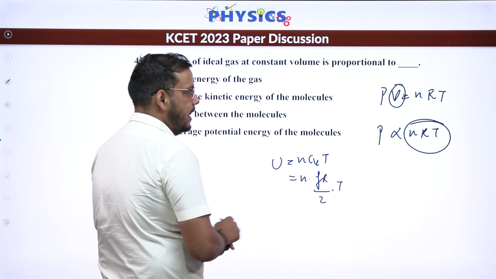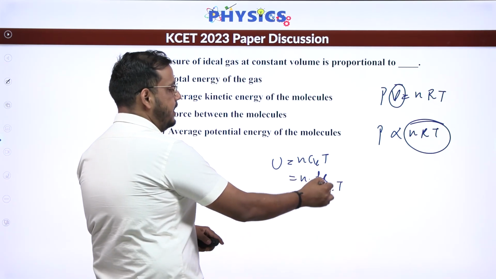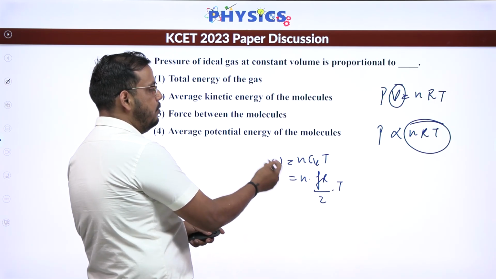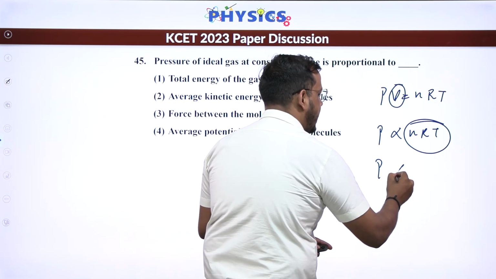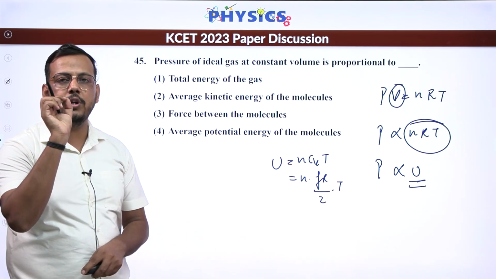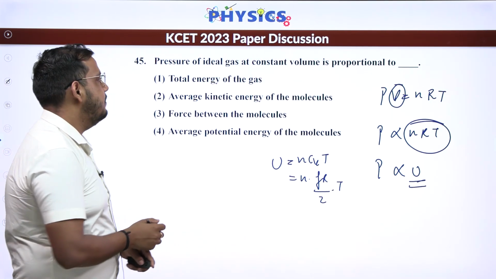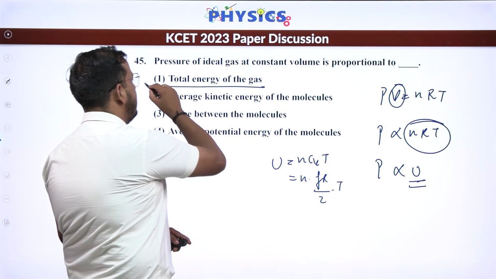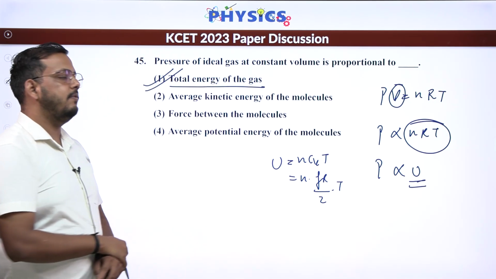So here we can say that nRT can be replaced by U. Okay, so pressure is directly proportional to internal energy, and internal energy is actually the total kinetic energy of the gas. So which option is correct? This option is correct. That is actually the total energy of the gas.